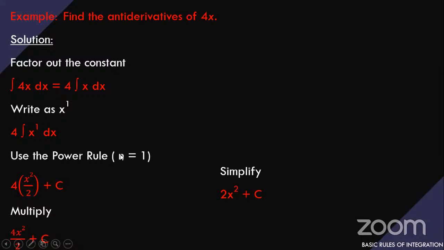When we use the power rule, where n is not equal to minus 1, we can say that 4 times x raised to the power of 1 plus 1 divided by 1 plus 1, which is 4 times x squared divided by 2 plus the constant. And when we simplify it, what we are going to get is 2 times x squared plus c, which is a constant.